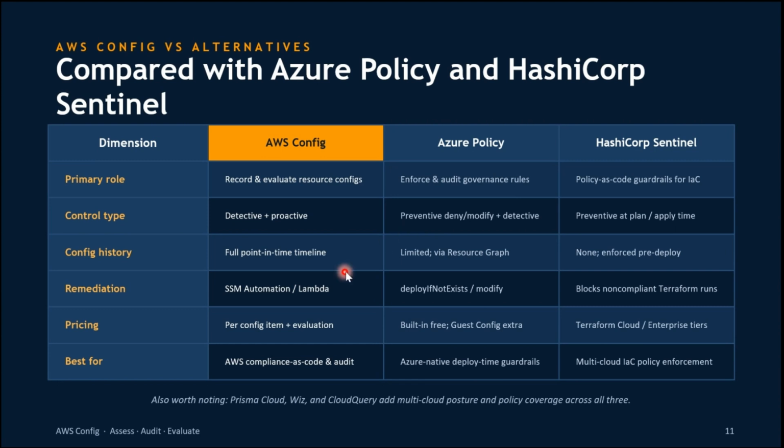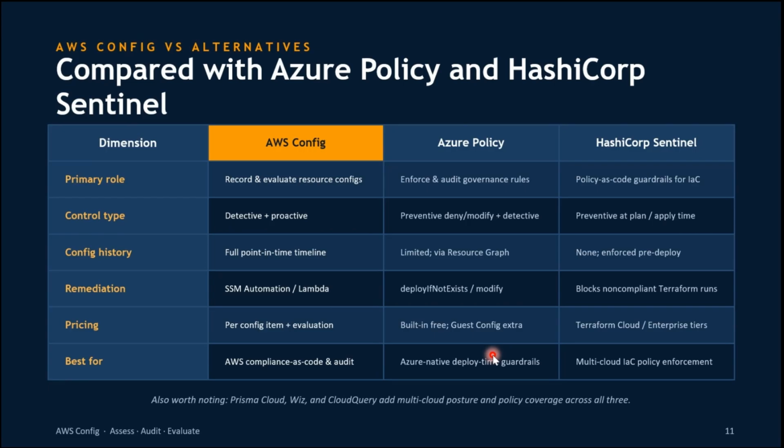And configuration history, yes, it is full point in time. But in Azure Policy, there is a limitation. You can only have it for a certain period, and you can access it only through the Resource Graph tool. Similarly, for remediation, you can integrate Config with SSM automation and Lambda functions. Azure Policy restricts itself: whenever they see something non-compliant getting deployed, they will not allow it to deploy, and they will not even allow you to modify existing resources. That's a very good preventive tool, and that preventive option is available in HashiCorp Sentinel as well. Maybe in future, AWS will also have that preventive feature.